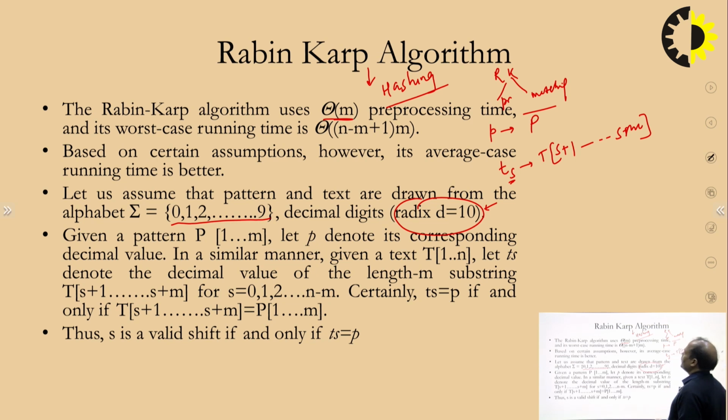The principle behind the Rabin-Karp algorithm is that if you match P and TS and they are equal, then there is a possibility of matching. Then we have to check one by one. If TS is not equal to P, that means definitely the pattern is not going to be matched inside the text. So this is an important step to throw out all the invalid shifts in the first attempt.